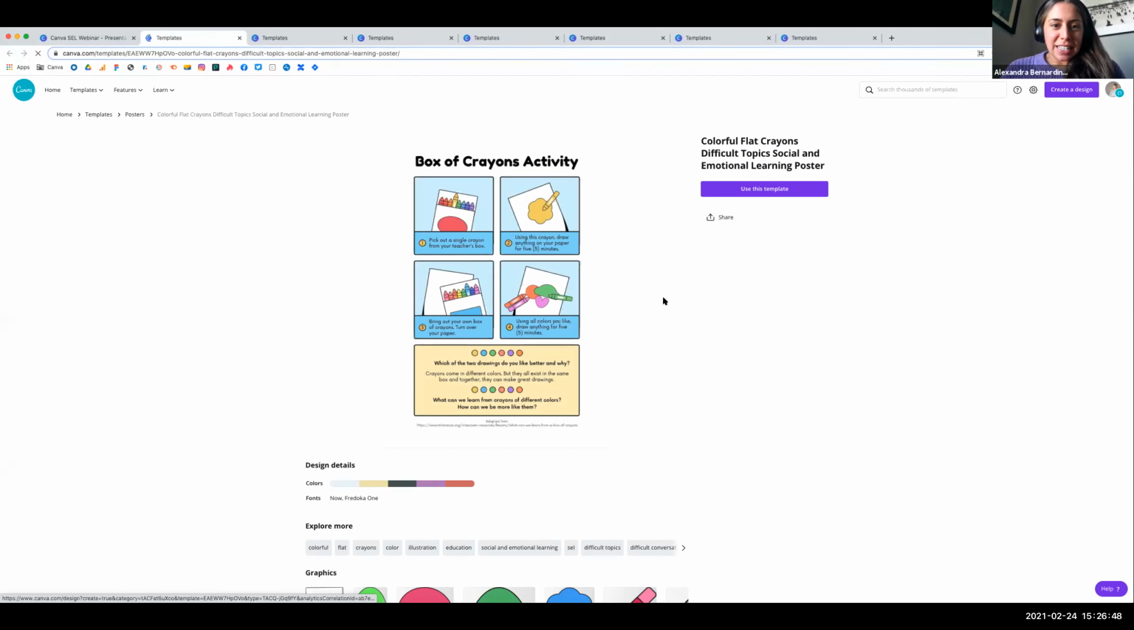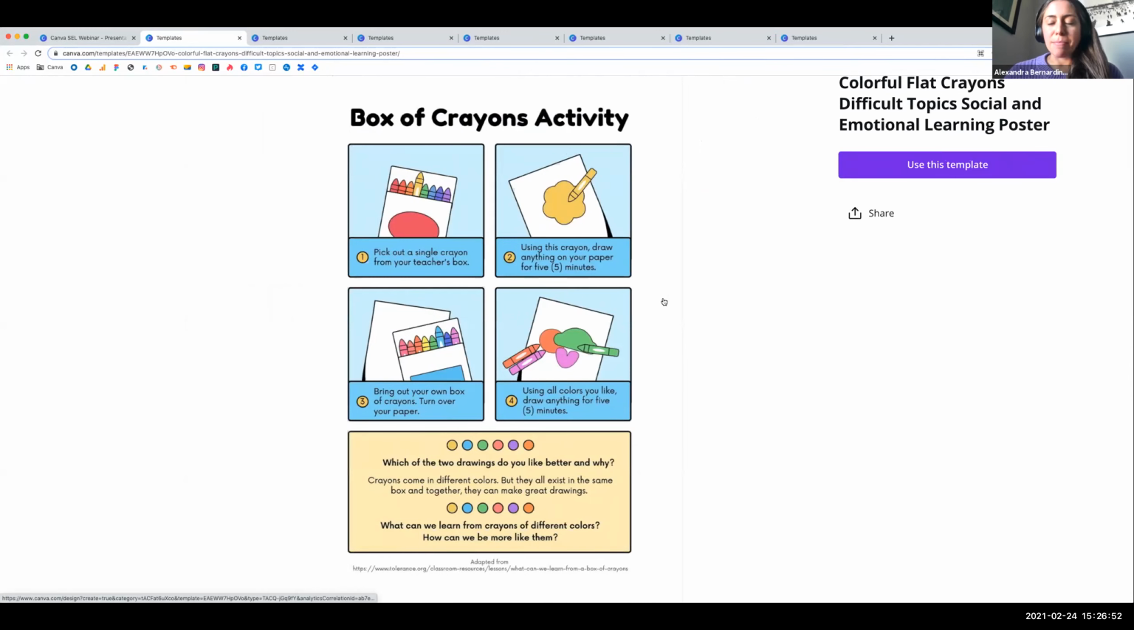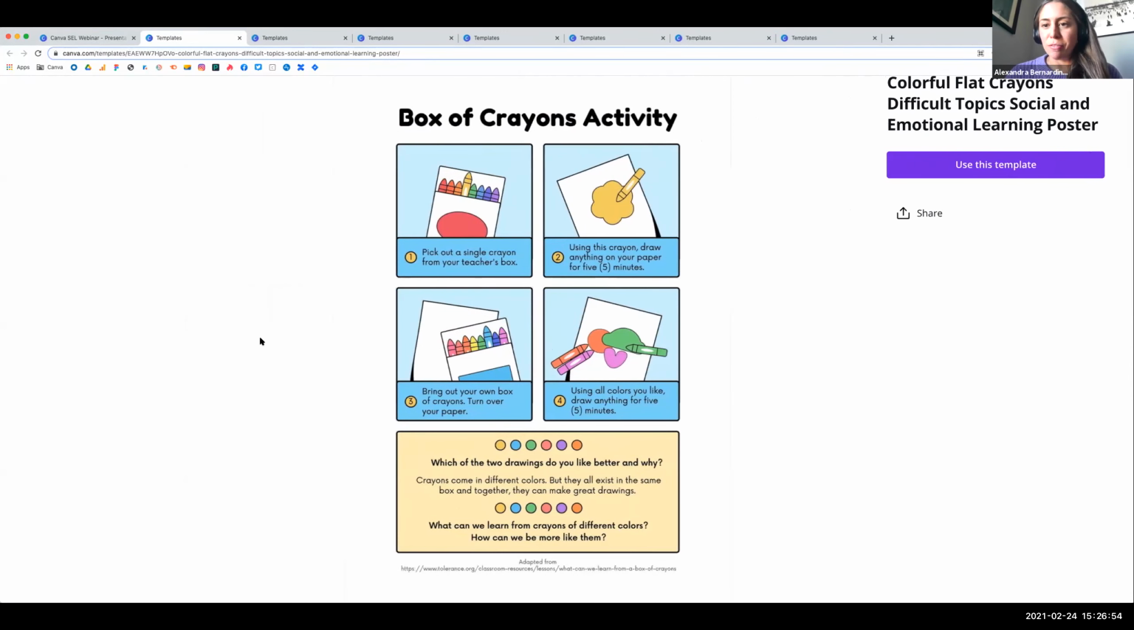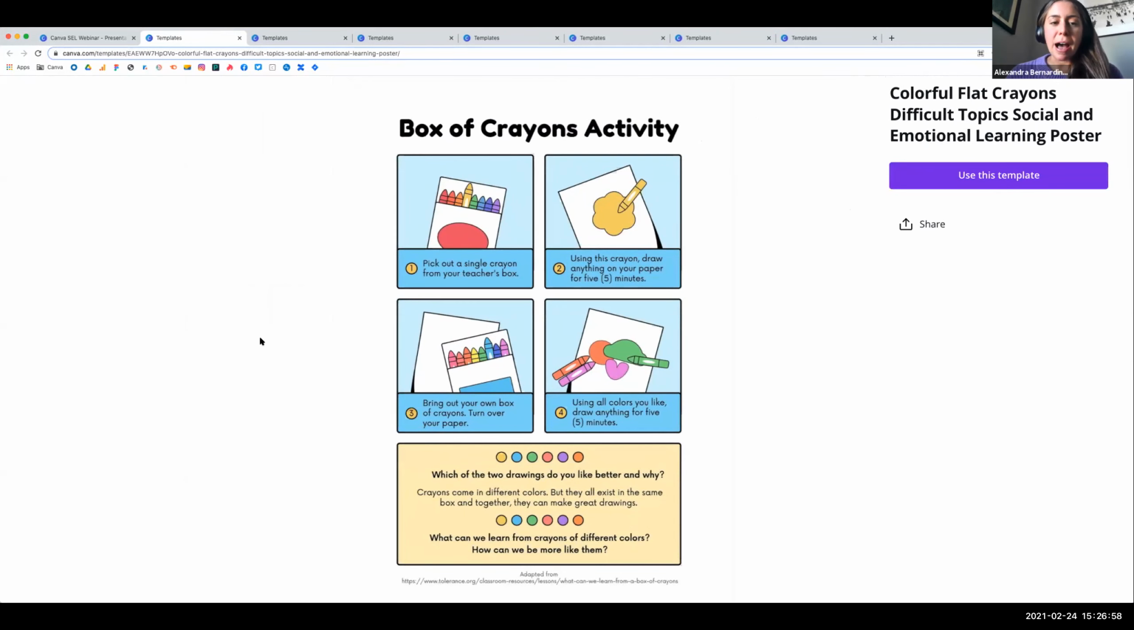So this is the box of crayons activity, and like Jessica was saying, these templates can be edited to fit your needs and your student needs, whether you're in person or virtual. But this activity is designed to start talking about diversity and differences in the younger grades as early as first grade. So this gives directions to lead students through an activity with a box of crayons. So the first direction says, pick out a single crayon from your teacher's box.